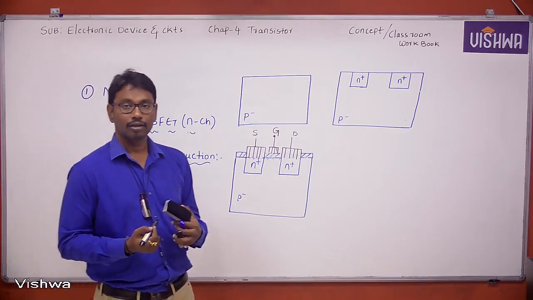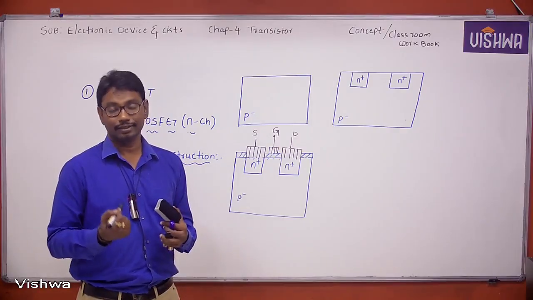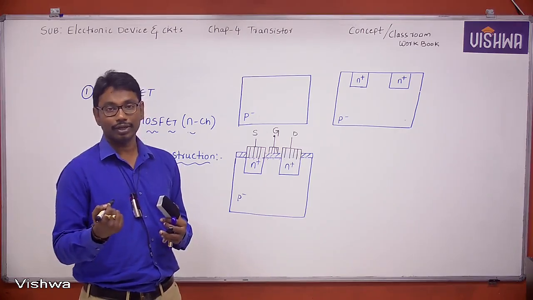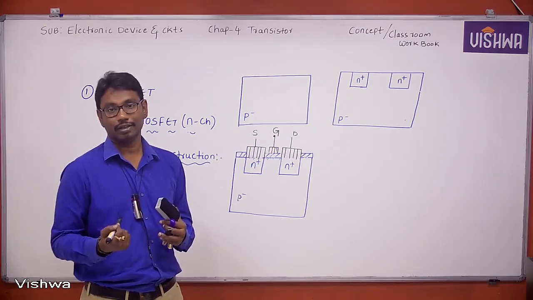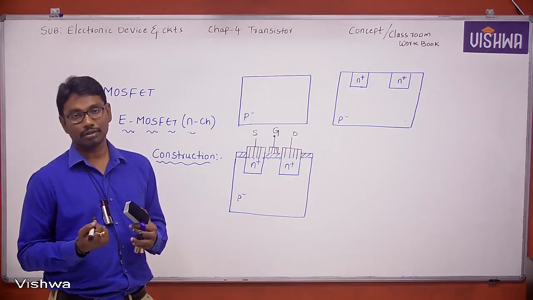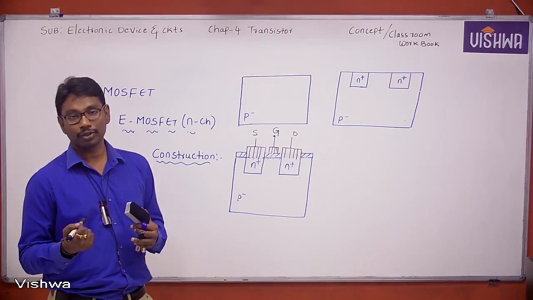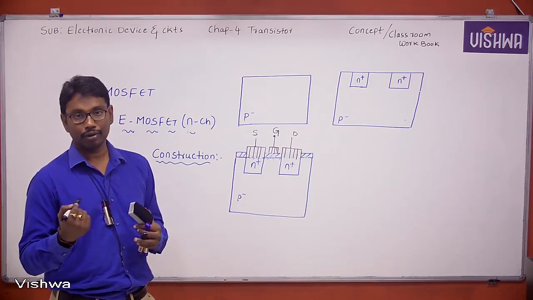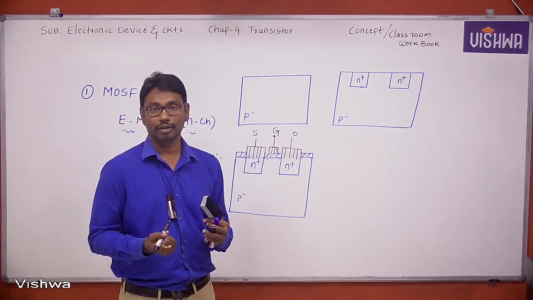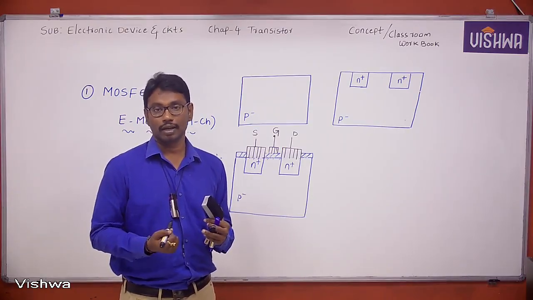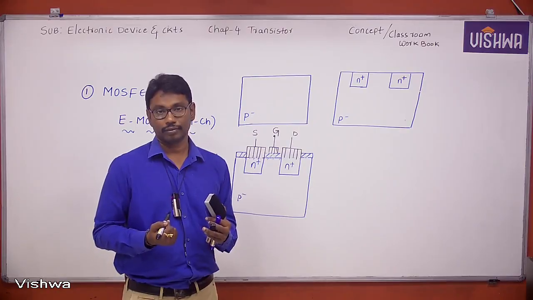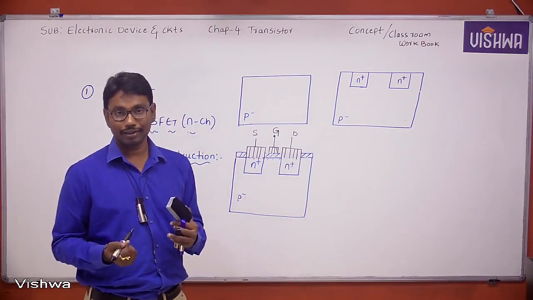Next point: two heavily doped N plus regions are created in the substrate by using the impurity diffusion process. Therefore, these heavily doped N plus regions act as a source as well as drain. Copy, right? Next point.